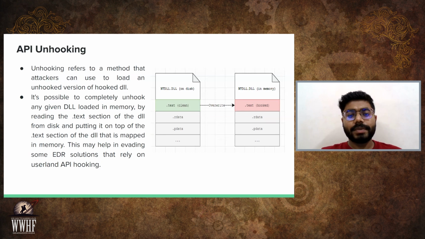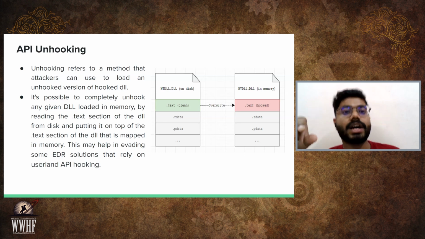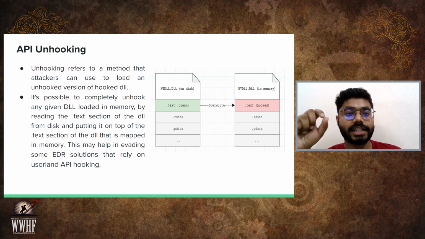In the first method, we can read the .text section of the DLL from the disk and put it on top of the .text section of the DLL being loaded in memory. So this is the technique. The second is the patching of the particular API. For example, if our code is using the CreateProcess API and it is being hooked by the AV or EDR, we find the particular instruction of the CreateProcess API in the NTDLL on the disk, and we patch that instruction into the .text section of the DLL being loaded by the malware.